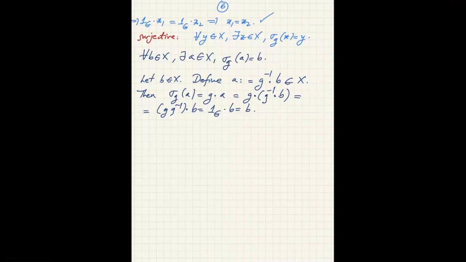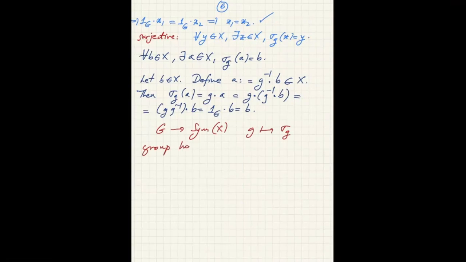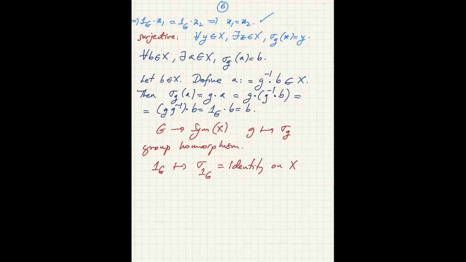And then in order to prove that this map from G to Sym of X, where you take G and you map it to sigma of G, is a group homomorphism, we have to prove that 1G gets mapped to the identity element. 1G gets mapped to sigma of 1G, and sigma of 1G is the identity permutation of X, because if you act the identity 1G on every X, it doesn't change. So this map sigma of 1G is the identity on X.